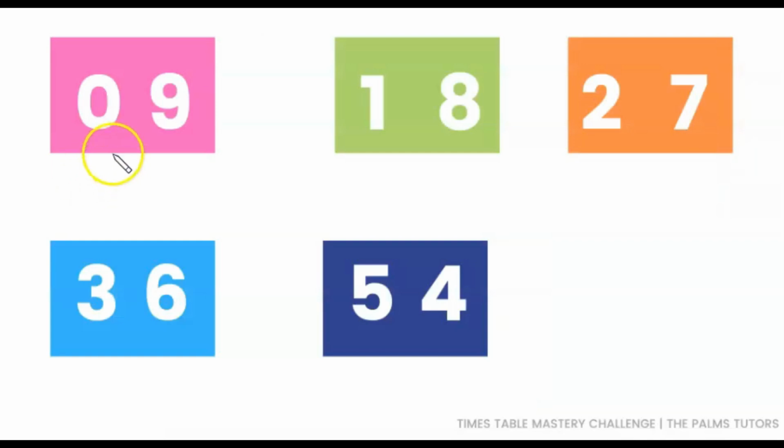Okay, let's see. 0 and 9. 0 plus 9 gives us 9, isn't it? 1 plus 8 gives us what? 9. This is another combination. 2 and 7 gives us 9. 3 and 6 gives us 9. 5 and 4 also gives us 9. And you can also say 4 and 5.